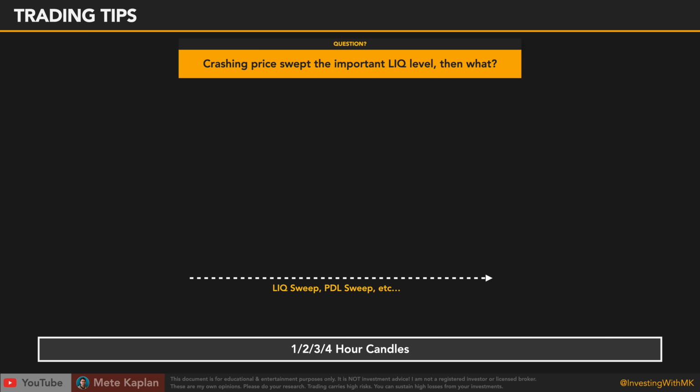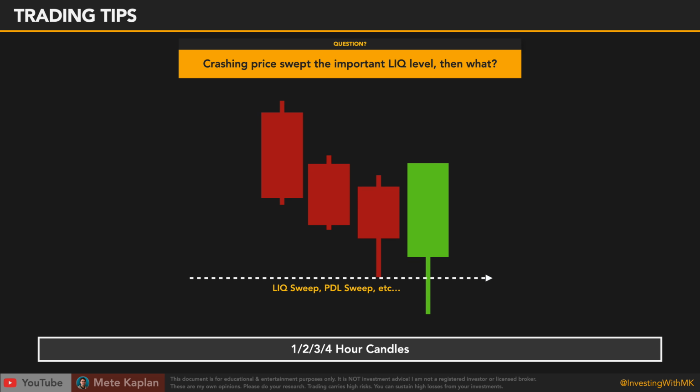Today, let's talk about a crashing price that sweeps the liquidity in higher time frames. What can we do about it? What does it really mean? Imagine a very important liquidity level, a higher time frame liquidity level, or maybe an institutional level like previous day low. And you open the hourly charts.